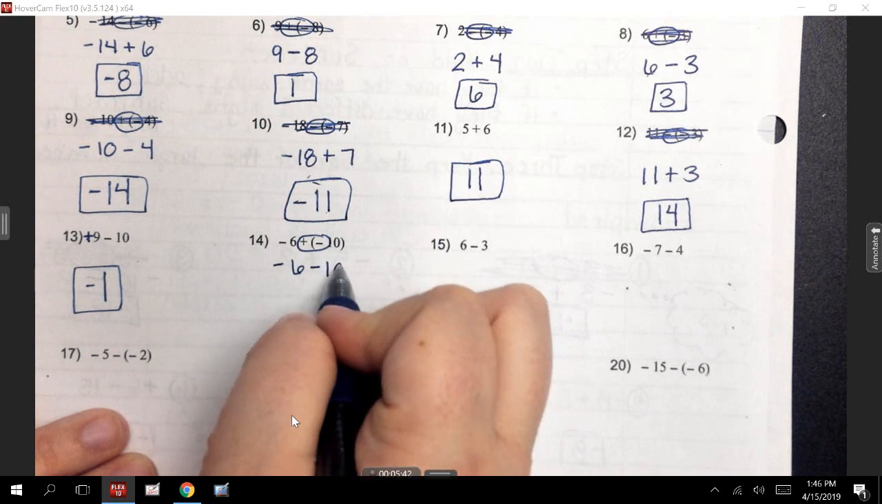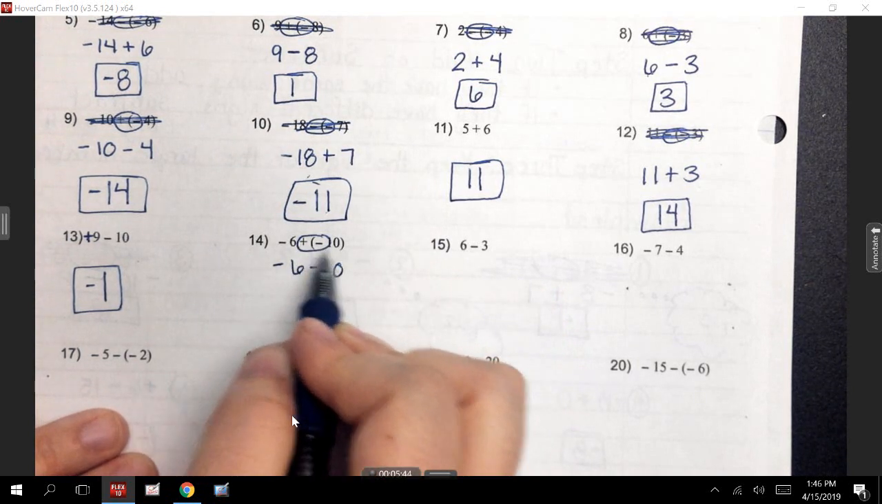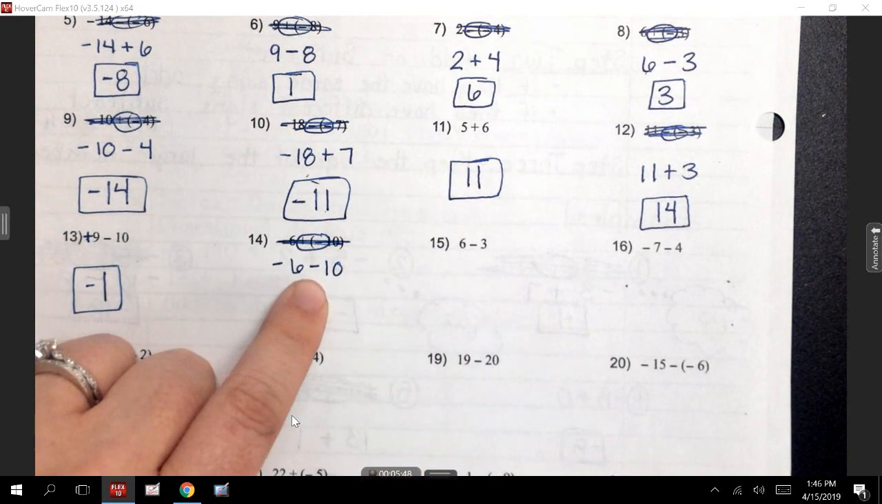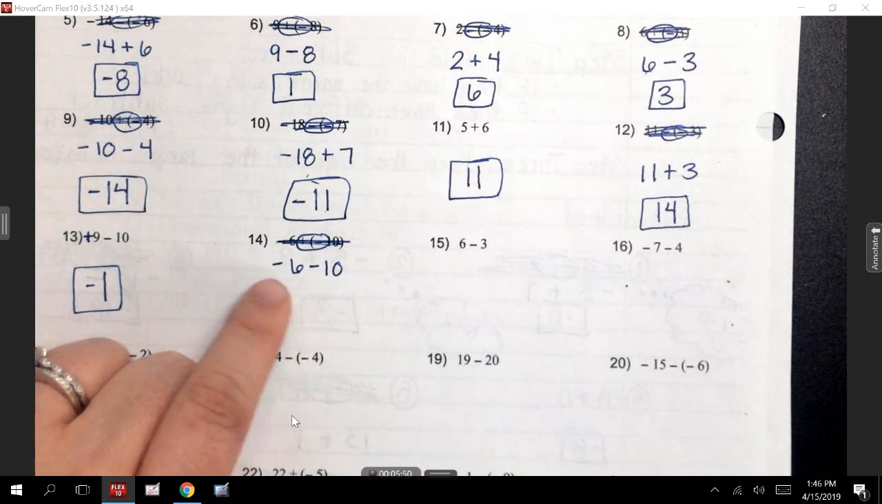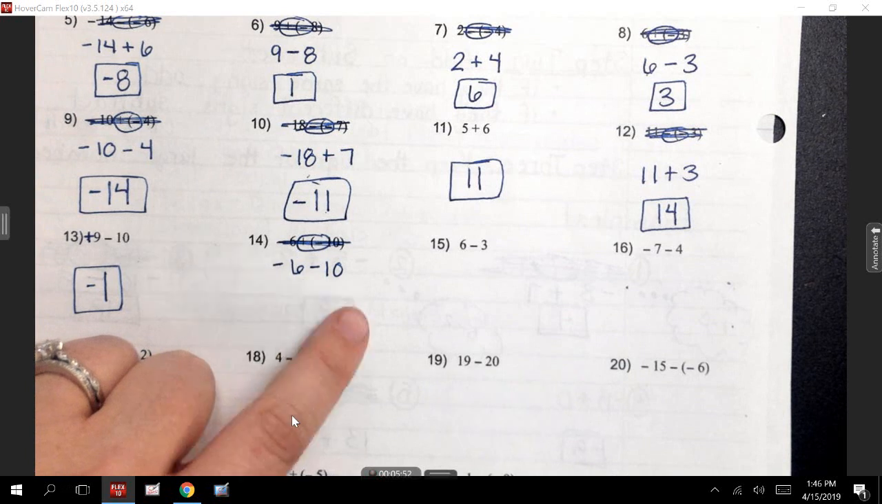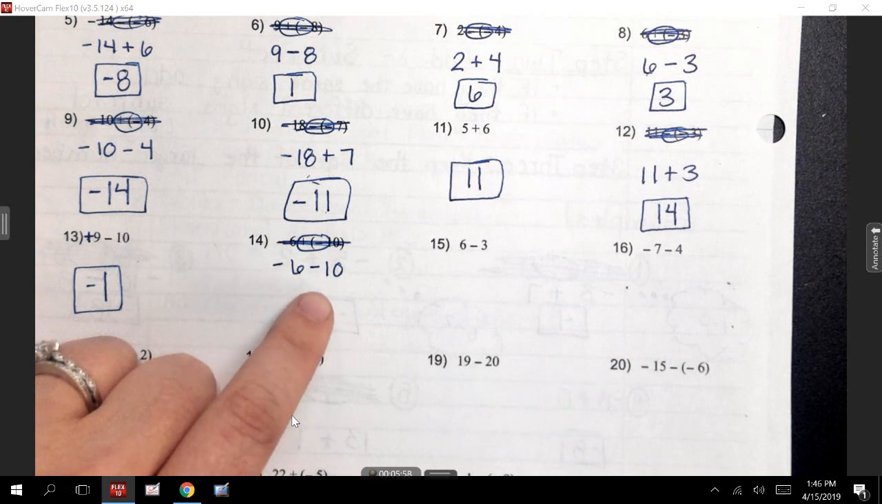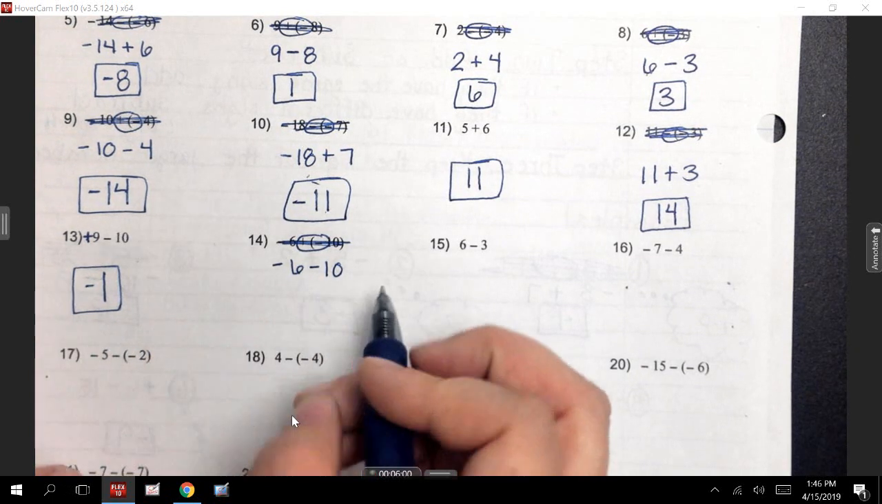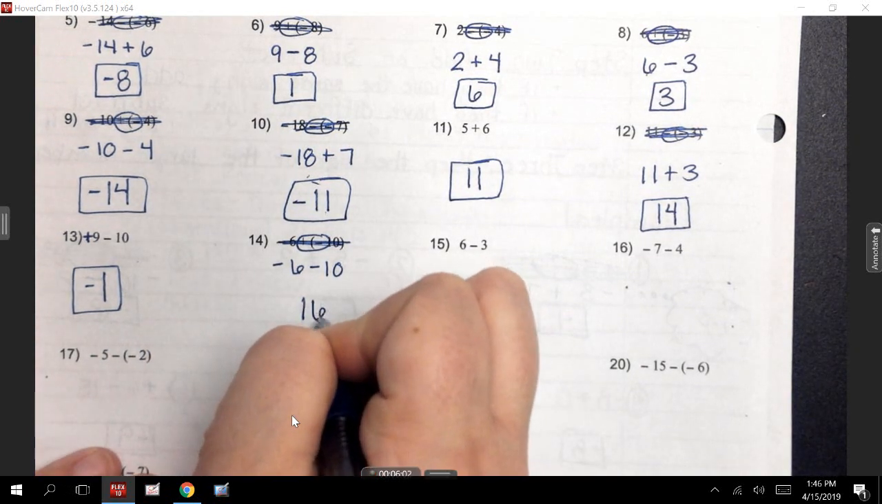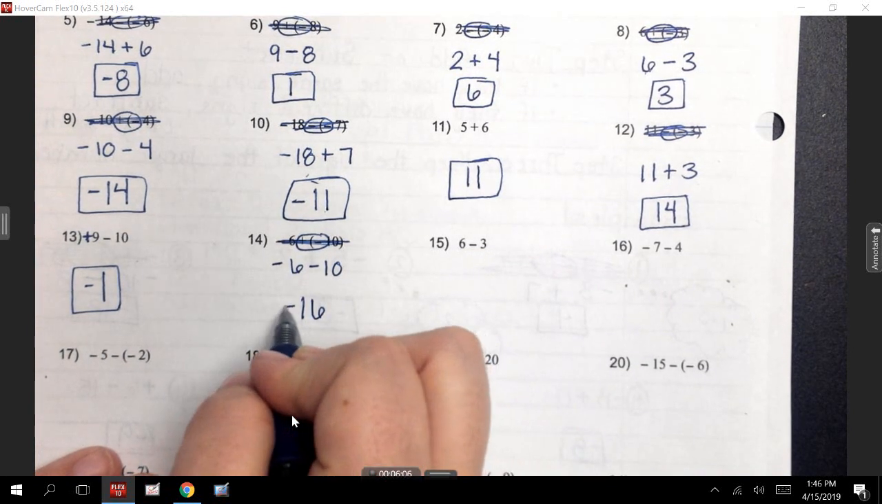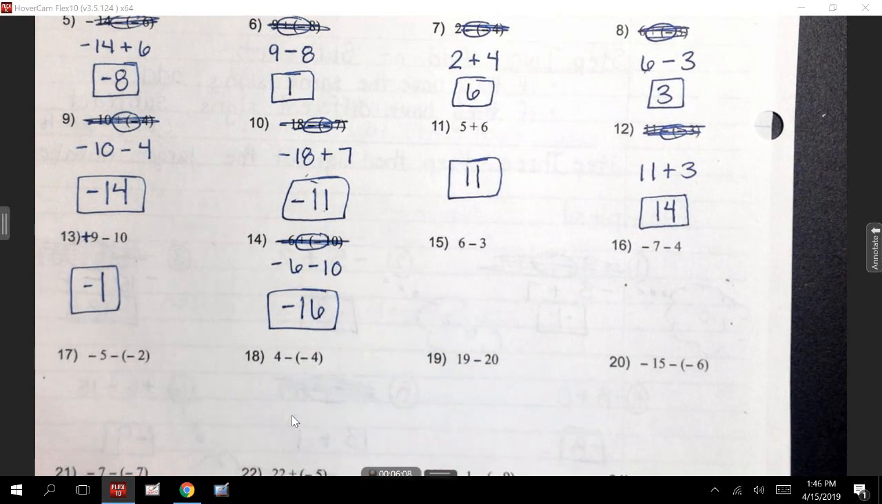Minus 10, because that plus and minus in the circle, different signs, means to subtract. Now this is where we have to be careful. We change it to a subtraction sign, but are my new signs the same or different, Diana? My new ones are the same, so what do I actually need to do with my numbers? We need to add them. So 6 plus 10 is? 16. Biggest number? Negative, so my answer is negative. Okay.